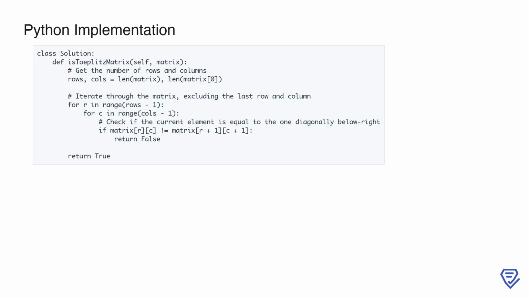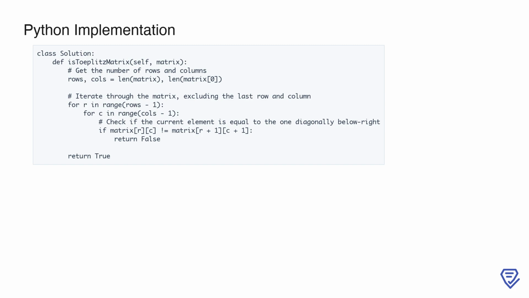The algorithm then iterates through the matrix using two nested loops. The outer loop runs through all rows except the last one, range(rows - 1), and the inner loop runs through all columns except the last one, range(cols - 1). This ensures we avoid accessing indices outside the matrix when checking the diagonal elements. Inside the nested loops, we compare each element matrix[r][c] with the element diagonally below and to the right of it, matrix[r+1][c+1].